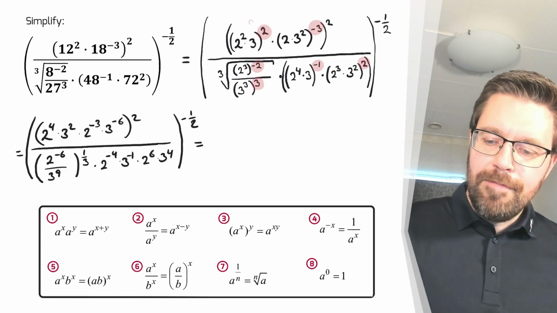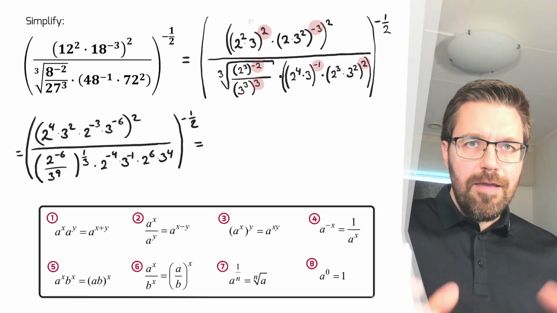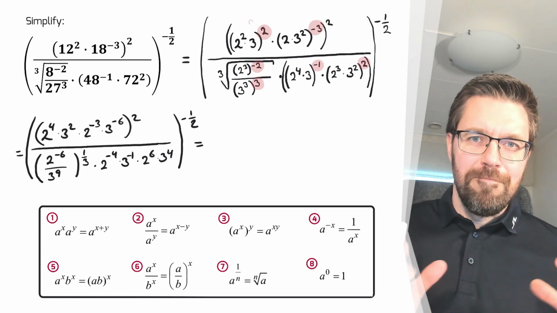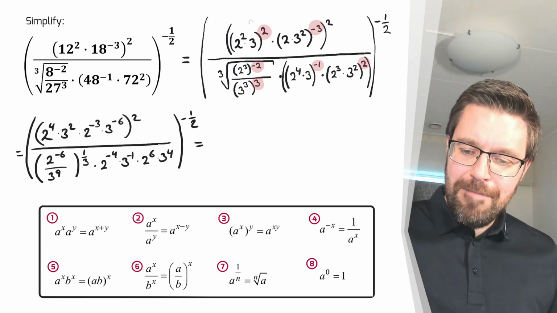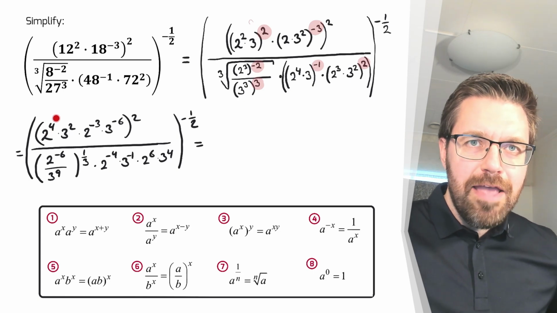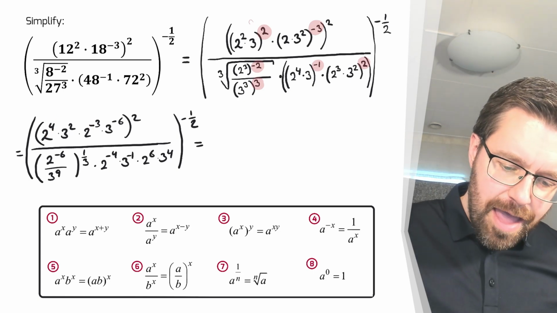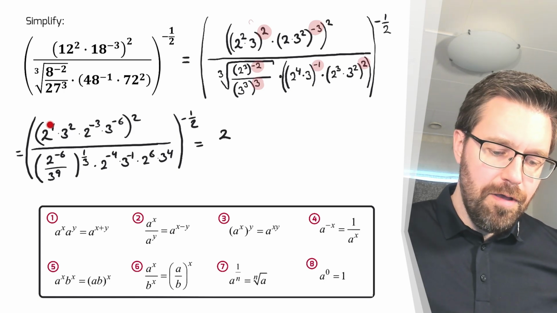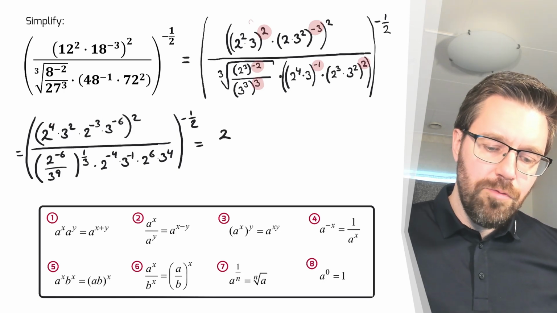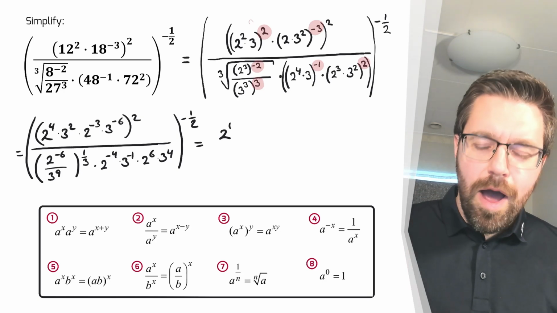And now in the numerator, we can use rule number 1 and simplify all powers with the same base. So if we take the powers here with base 2, this one and this one, we can simplify this by adding the exponents. So exponent 4 and minus 3 equals, if we add them, we get a number 1.